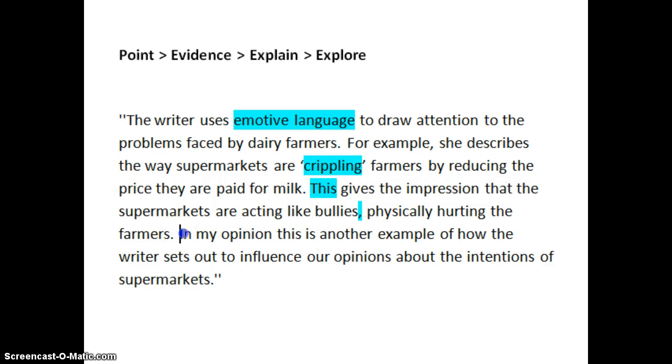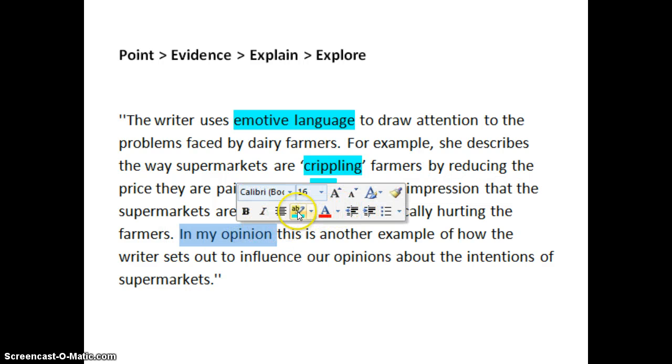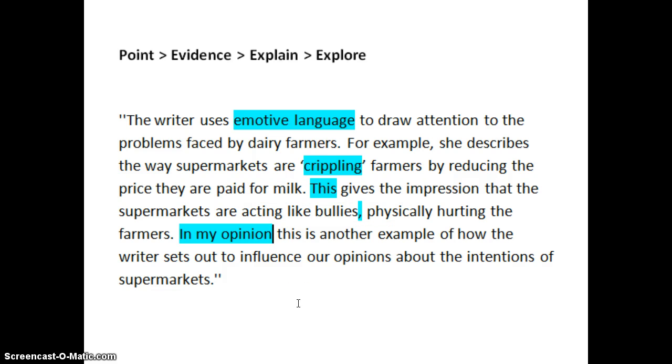And then in the final sentence, the fourth and final sentence, we have a discourse marker there, in my opinion, and in this final sentence the student makes the point. This is another example of how the writer sets out to influence our opinions about the intentions of supermarkets. So we see that the student's taken this opportunity to explore, to unpack a little bit more fully the use of emotive language and how that links up with the writer's earlier use of language.